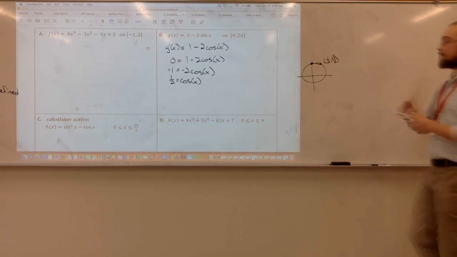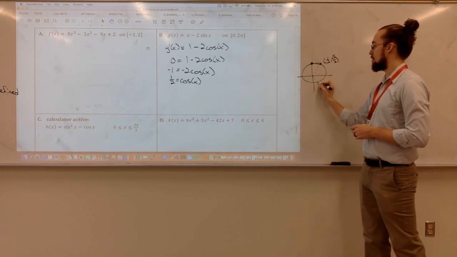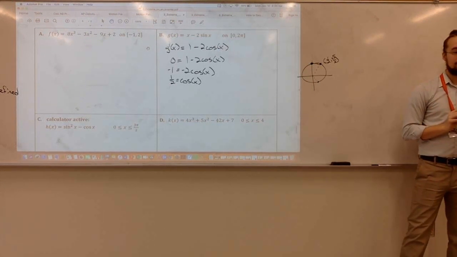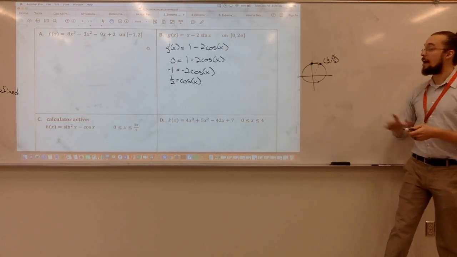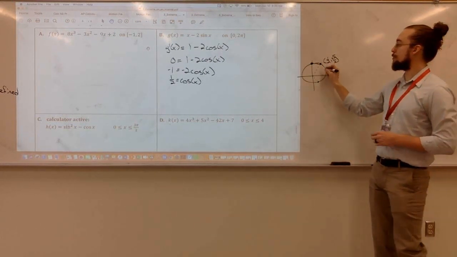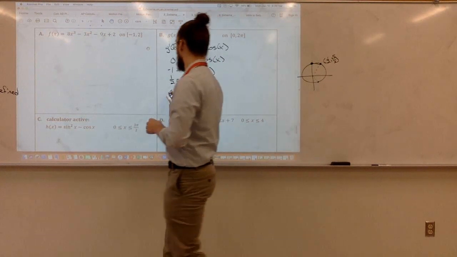Down here at the bottom, right? And then that side is negative. Yeah, over here we would have negative cosine. So we said this one was pi over 6. What's the one on the bottom?